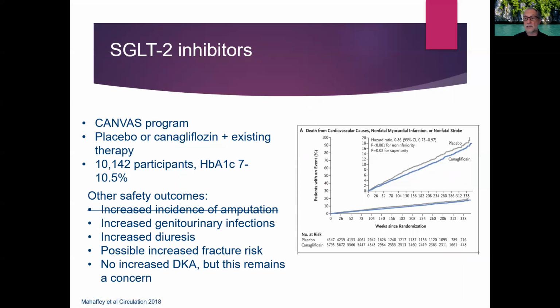There were concerns initially about increased incidence of amputation, but this has not been subsequently confirmed. There are reports of increased genitourinary infections, some increased diuresis, although my patients don't usually report this. There may be increased fracture risk. In this study, there was no increased DKA, but this remains a concern in certain circumstances.